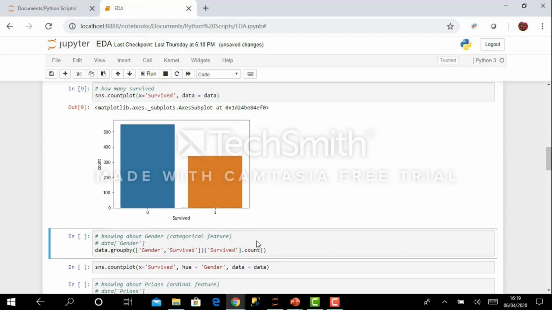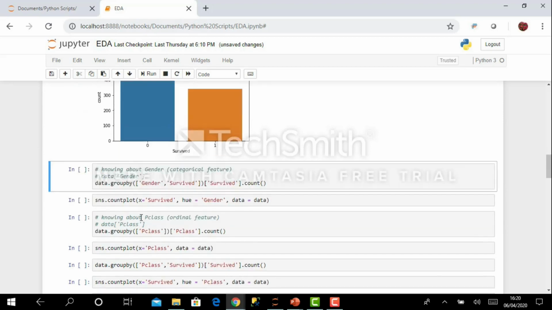Okay, so now you can see that this survived column has 2 possible values, 0 and 1. For 0 the count is more than 500, and for 1 the count is nearly 300. So from this graph you can come to the conclusion that the total record set has more records of people who did not survive, so the chance of survival was less, right?